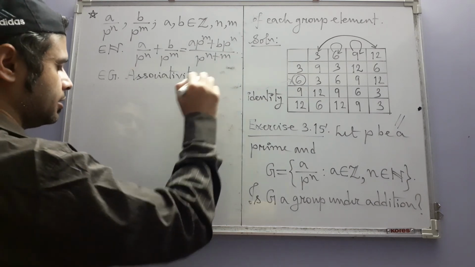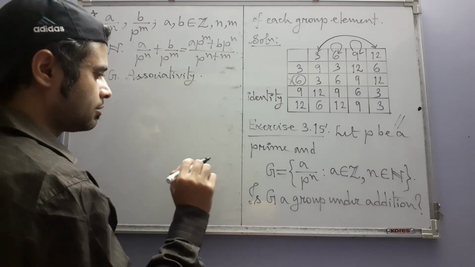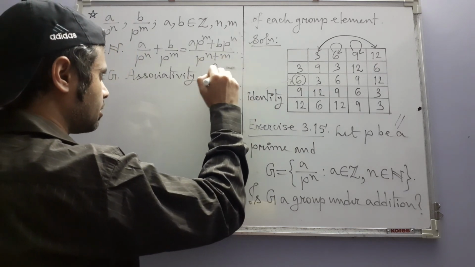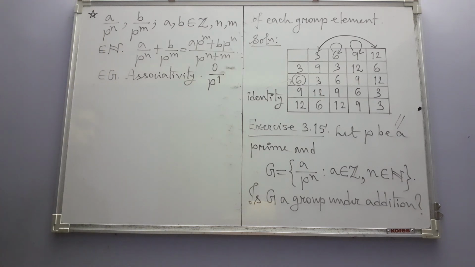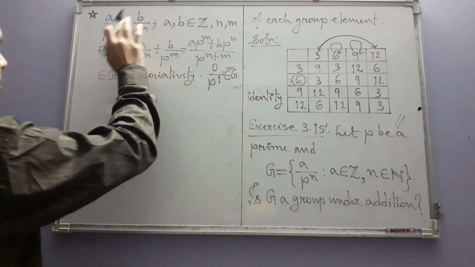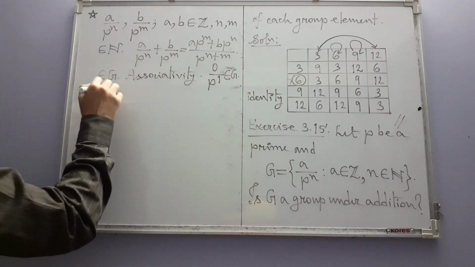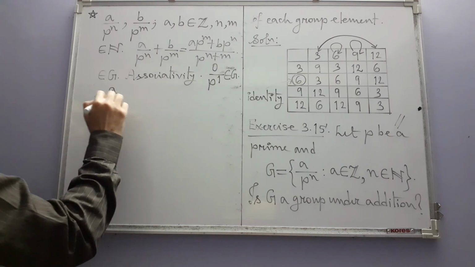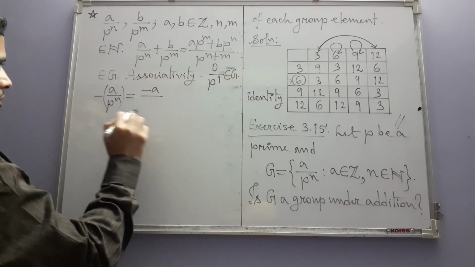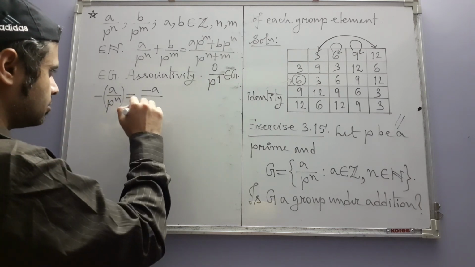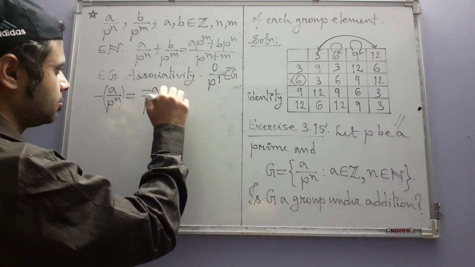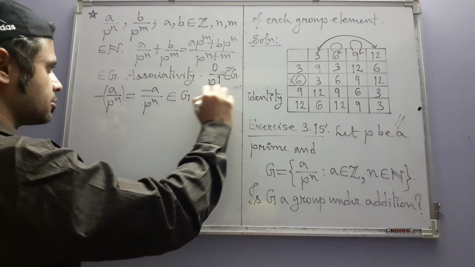What about identity? The identity under addition is the rational number 0, which also belongs to G, because for example 0 can be written like this: 0 divided by p to the power 1. And for any element in G, its inverse is its negative, which also belongs to G, because you can take the minus sign with the numerator. So a is an integer, minus a is also an integer. So this again belongs to G. So yes, this is a group.